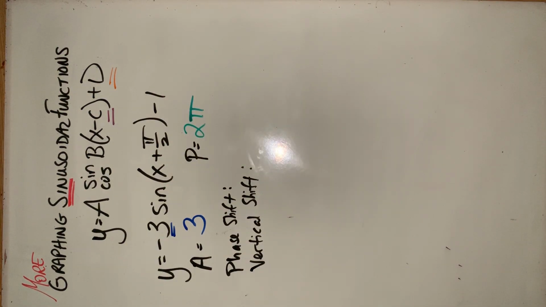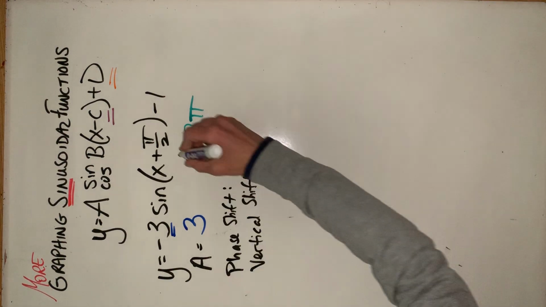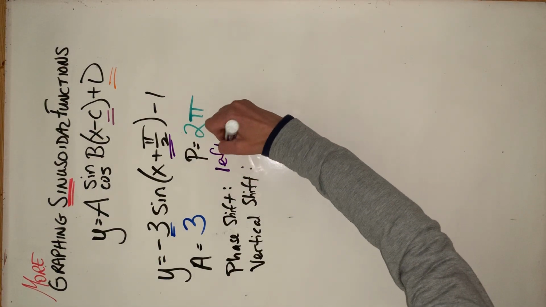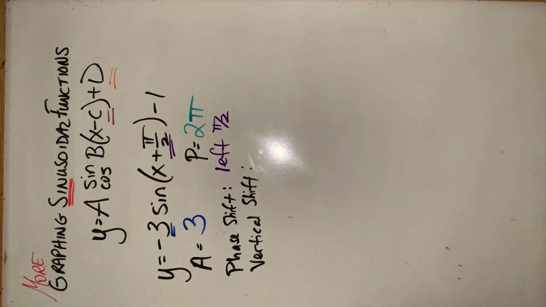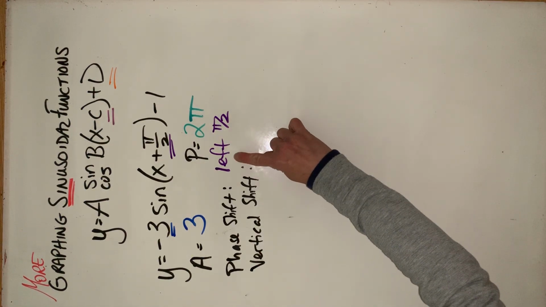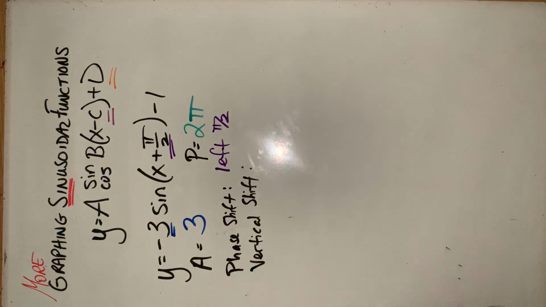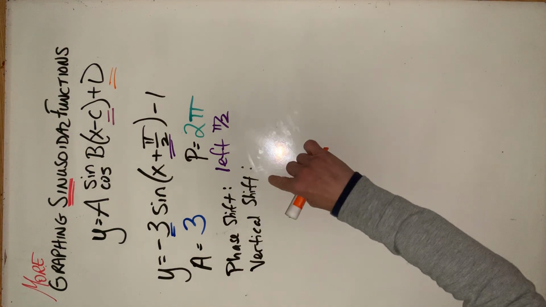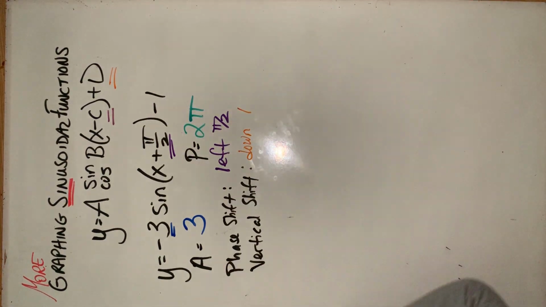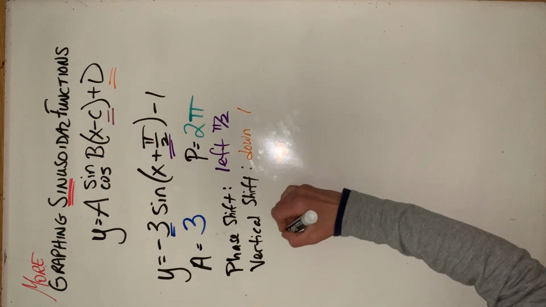All right, what is our phase shift? Well, we have shifted the graph. Since we're adding pi over 2, that would be to the left, pi over 2. It's going to be really important that you keep track of the actual amount, instead of just saying left or right. I would write that pi over 2, and you're going to see why in a minute, why that's really important, okay? And then our vertical shift will be down 1 unit, okay? All right, so let's graph this.